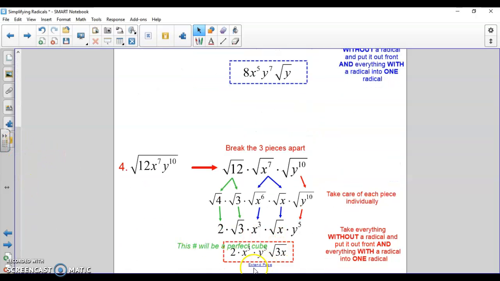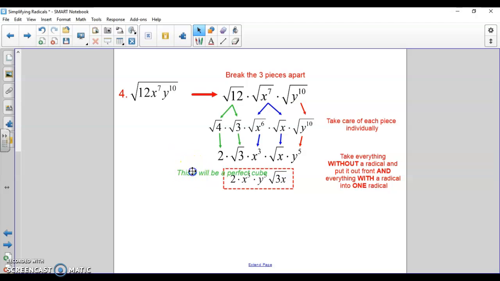Similar problem here. Now, let me just kind of make note of something here. We split it up, square root of 12, square root of x to the 7th, and y to the 10th. We have a lot of pieces that need taken care of in this one. 12, 4, and 3. Notice color-coded all the way through.